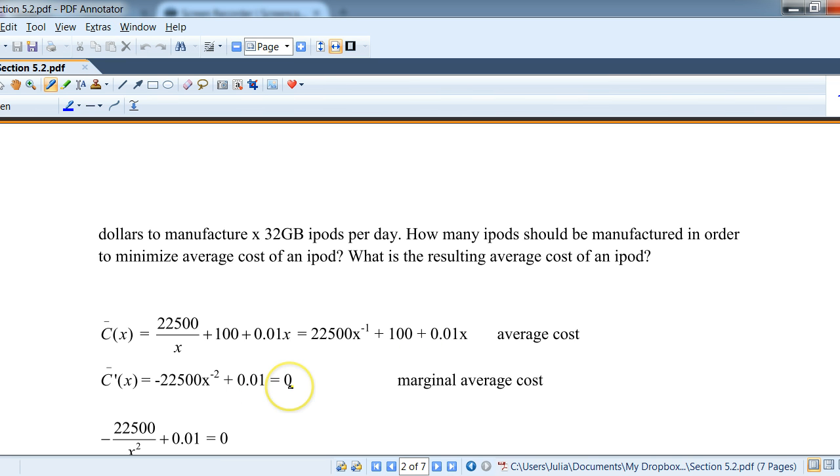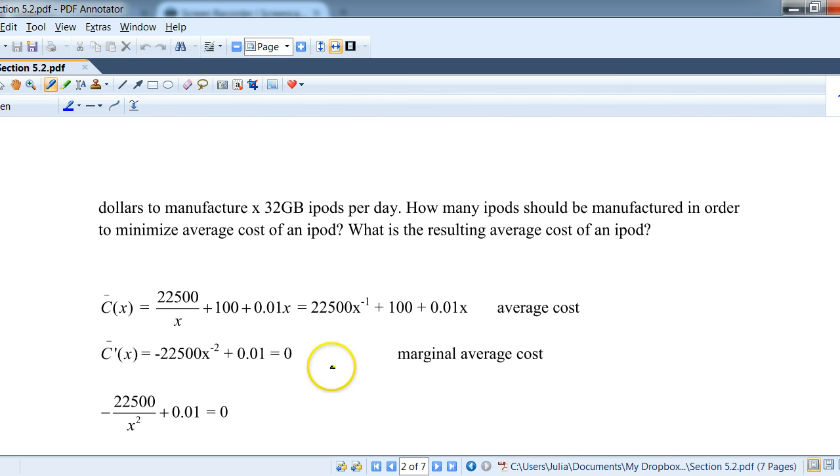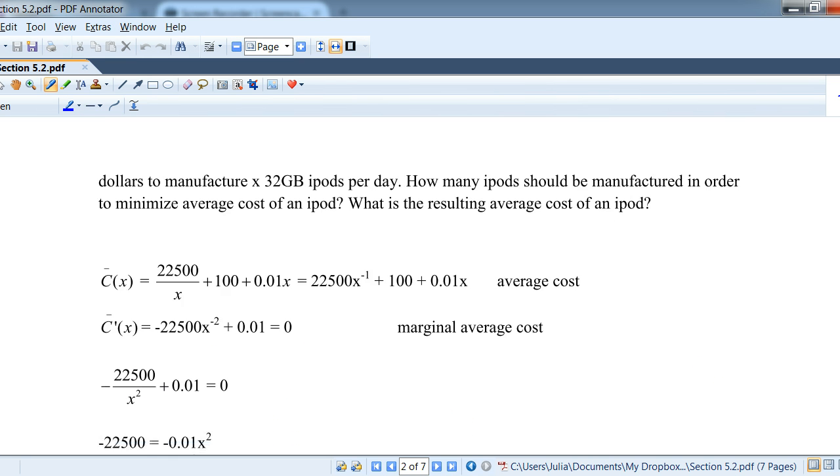Once again, we can set it equal to 0. We do not have to worry about the singular points. The derivative is not defined when x equals 0, but then neither is the original, and it doesn't make sense to have a cost for 0 iPods anyway. So we set it equal to 0 to find stationary points, and we do need to solve.